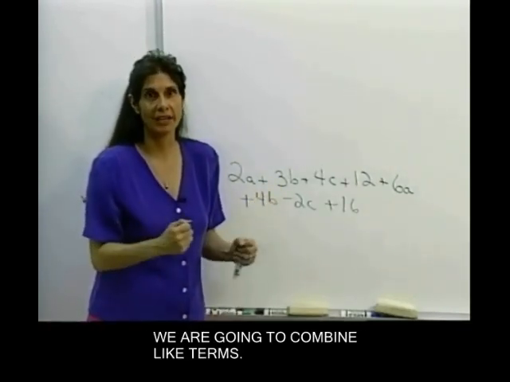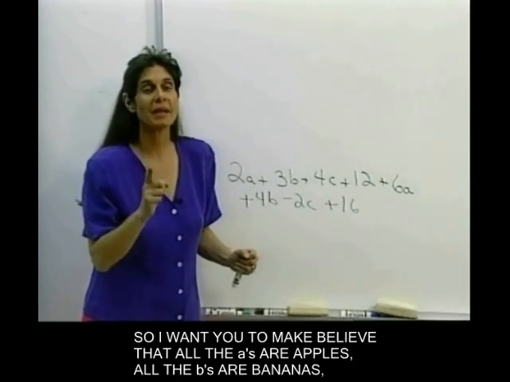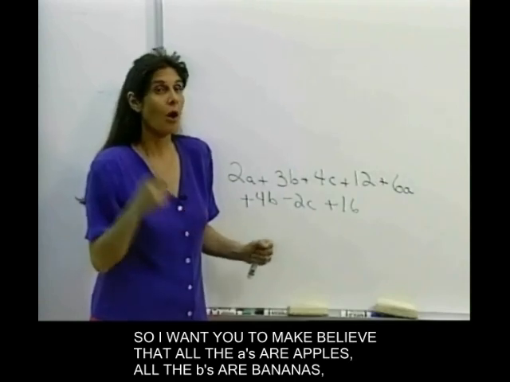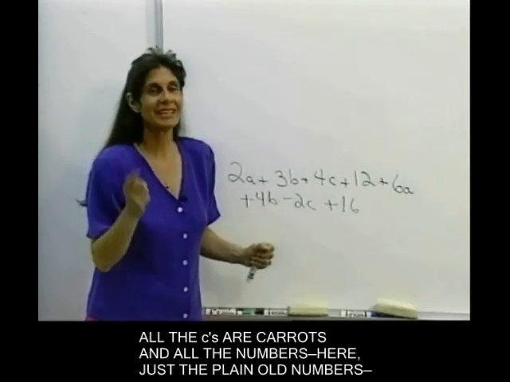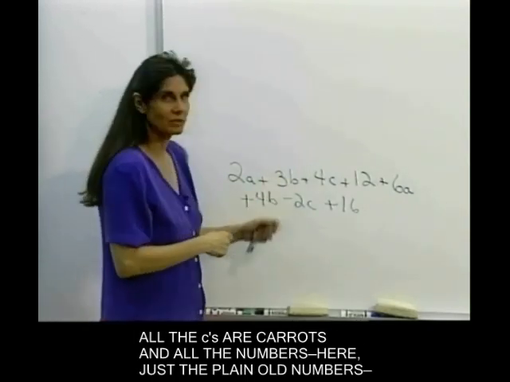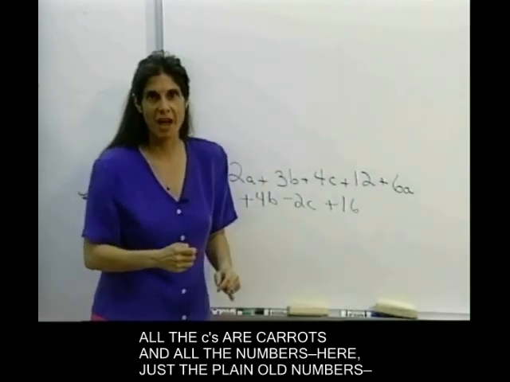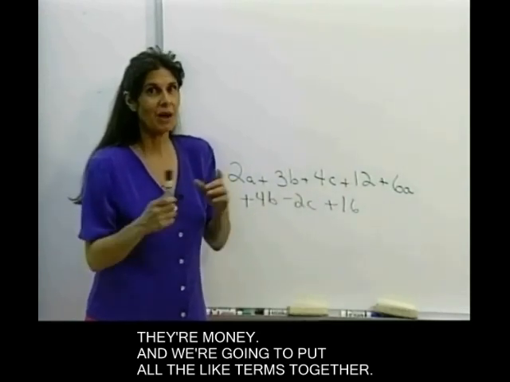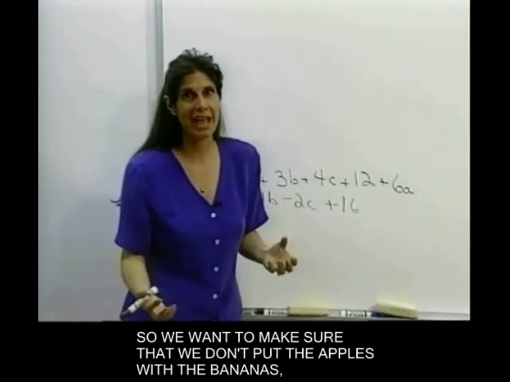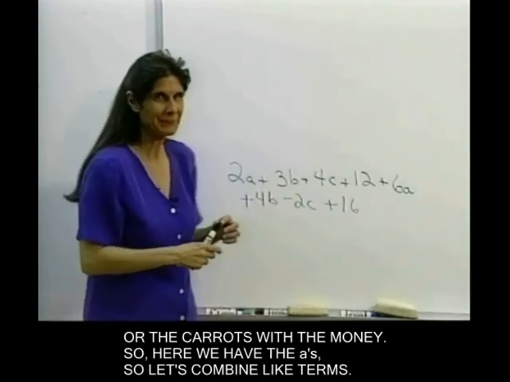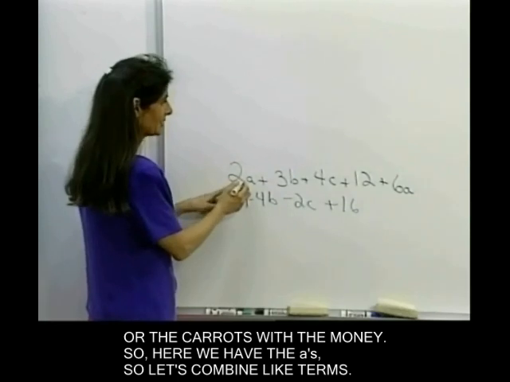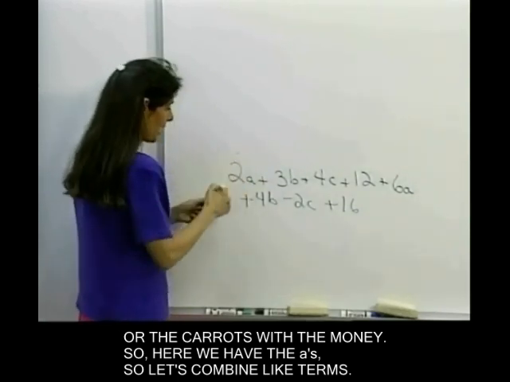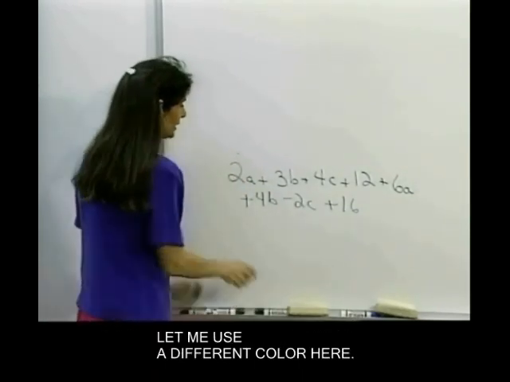I want you to make believe that all the A's are apples, all the B's are bananas, all the C's are carrots, and all the plain old numbers, they're money. And we're going to put all the like terms together. So we want to make sure that we don't put the apples with the bananas or the carrots with the money. So here we have the A's. Let's combine like terms.